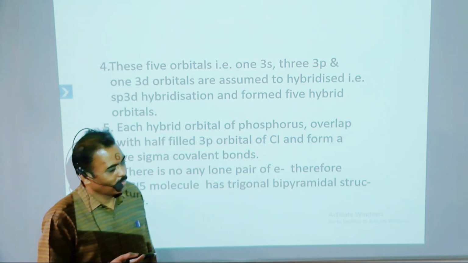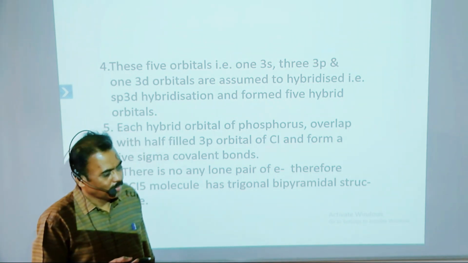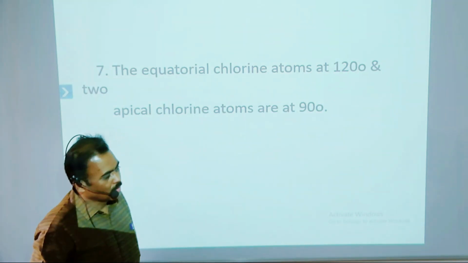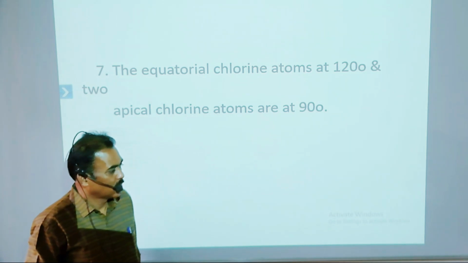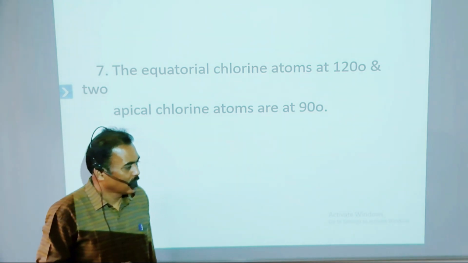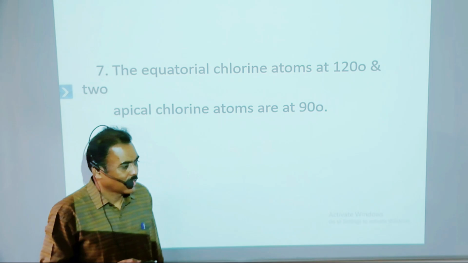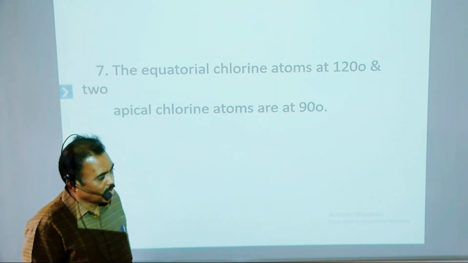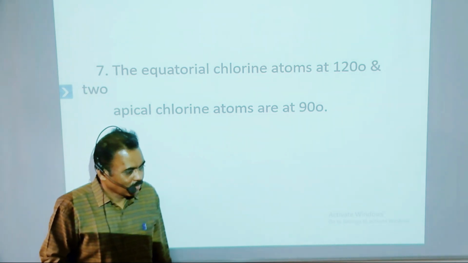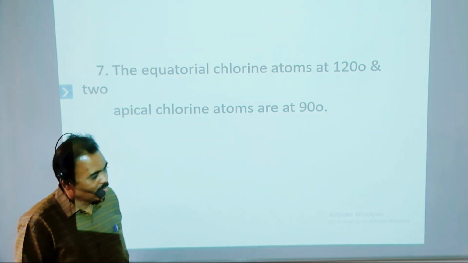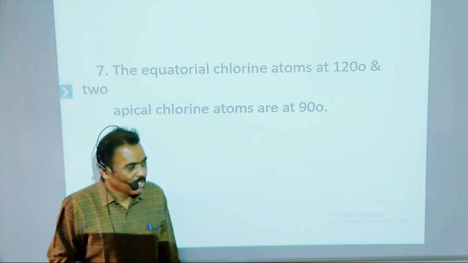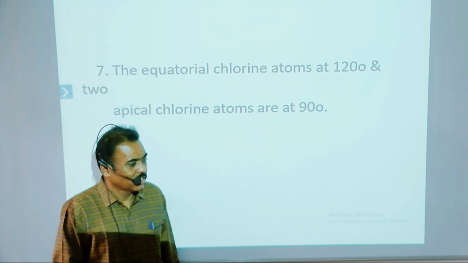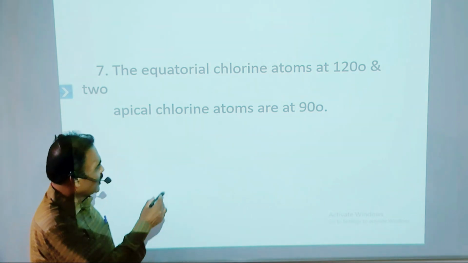There is no lone pair of electrons, therefore the PCl5 molecule has a trigonal bipyramidal structure. The equatorial chlorine atoms are at 120 degrees and the 2 apical chlorine atoms are at 90 degrees. So the geometry of the PCl5 molecule is trigonal bipyramidal. Trigonal means there are 3 bonds that are equatorial, separated by a bond angle of 120 degrees, and 2 bonds are apical, and these bonds are separated by a bond angle of 90 degrees.